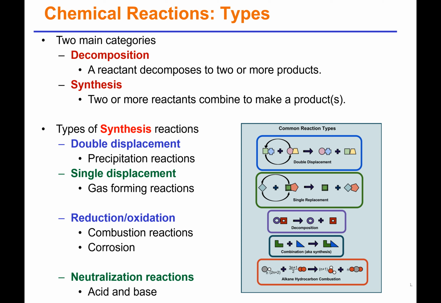Okay, within synthesis reactions, we have basically those things we talked about before. So double displacement, also single displacement is possible, reduction, oxidation, and neutralization. So with a double displacement, what I showed you before is still true. So we have two things displacing each other. In other words, they're just swapping places.